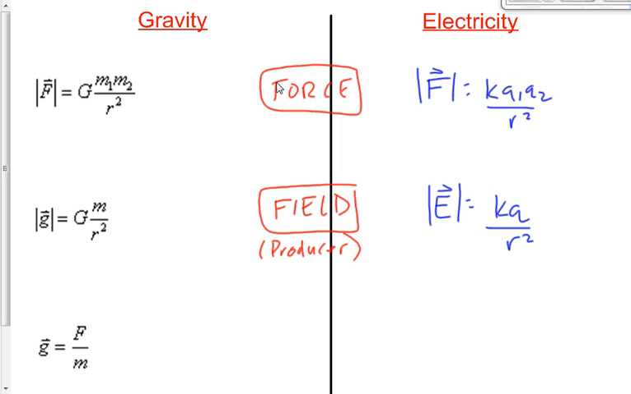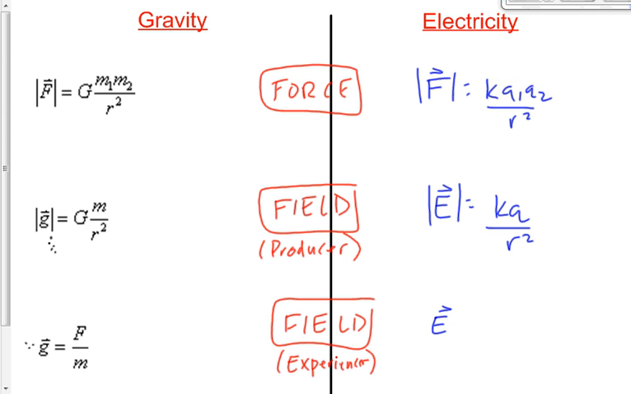And then the last equation, of course, is also for electric field. But this is the electric field that's experienced by something, the experiencer equation. The field caused by the Earth is 9.81. The field experienced by you is 9.81. If we have information about the Earth, we'd use this equation, the producer equation. If we have information about you, the experiencer, we'd use this equation. The electric field is equal to what?